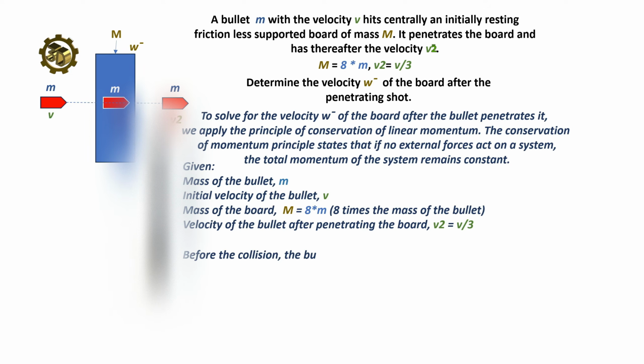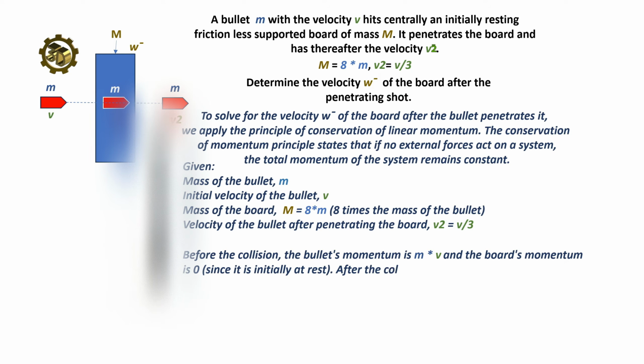Before the collision, the bullet's momentum is m times v and the board's momentum is 0 since it is initially at rest. After the collision, the bullet's momentum is m times v2 and the board's momentum is the mass of the board times w.